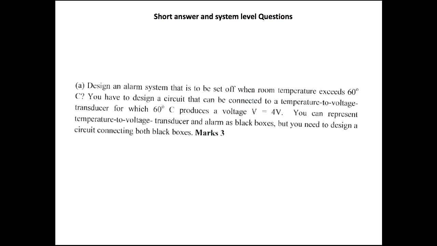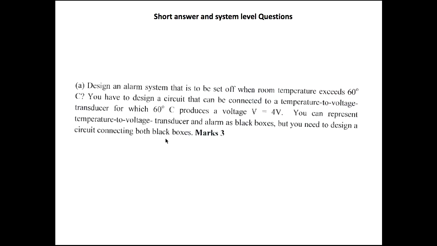So this was another simple one. Design an alarm system that is to be set off when the room temperature exceeds 60 degrees. You have to design a circuit that can be connected to a temperature to voltage transducer for which 60 degrees centigrade produces a voltage V equal to 4 volt. You can represent the temperature to voltage transducer and alarm as black boxes, but you need to design a circuit connecting both black boxes.